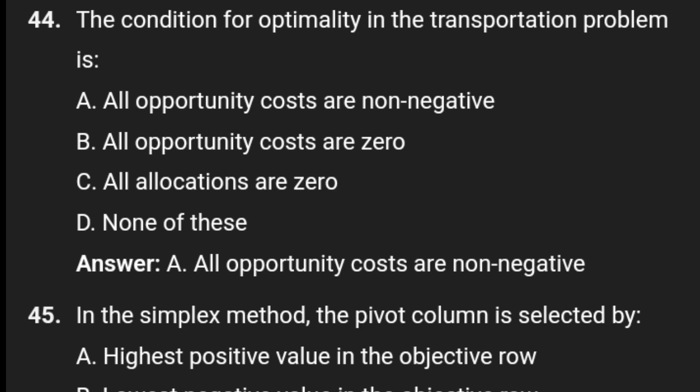44. The condition for optimality in the transportation problem is: A. All opportunity costs are non-negative, B. All opportunity costs are 0, C. All allocations are 0, D. None of these. Answer: A. All opportunity costs are non-negative.